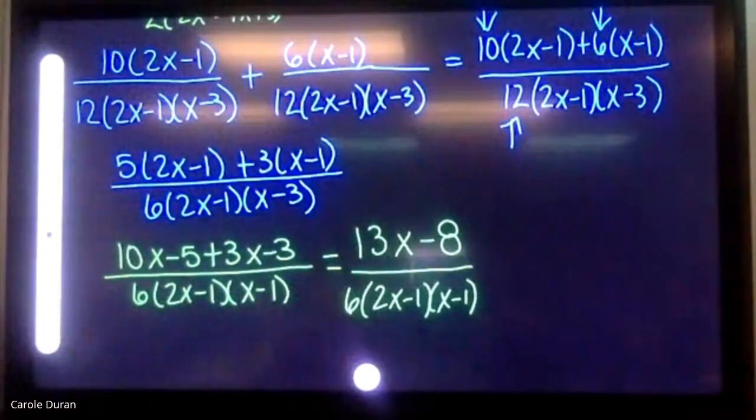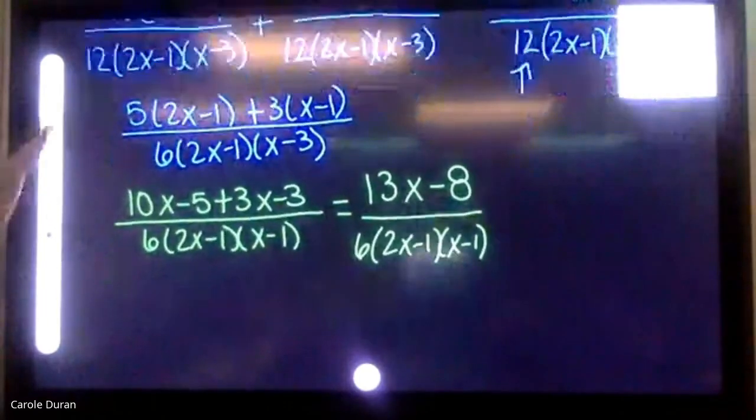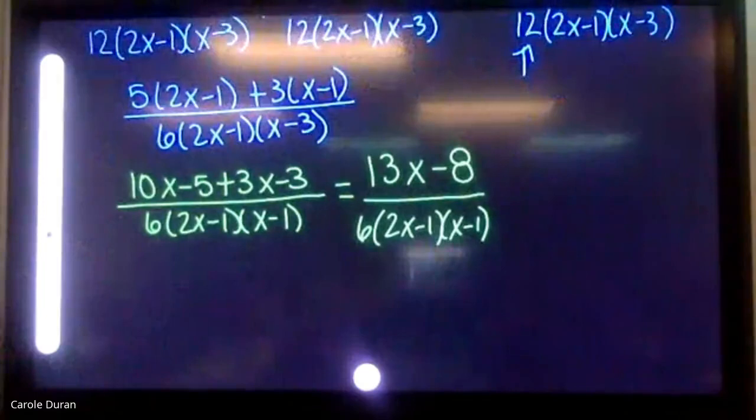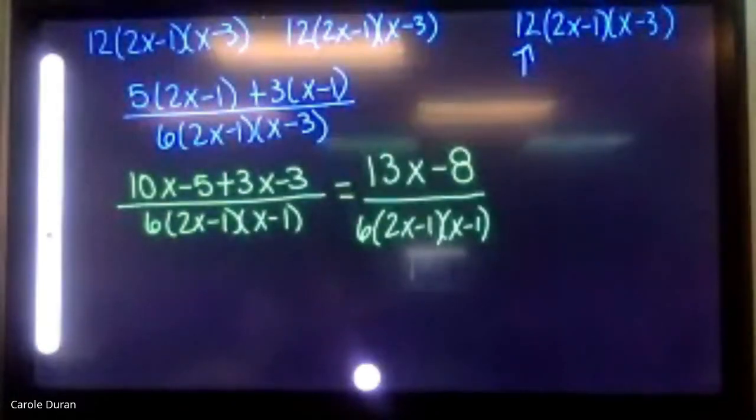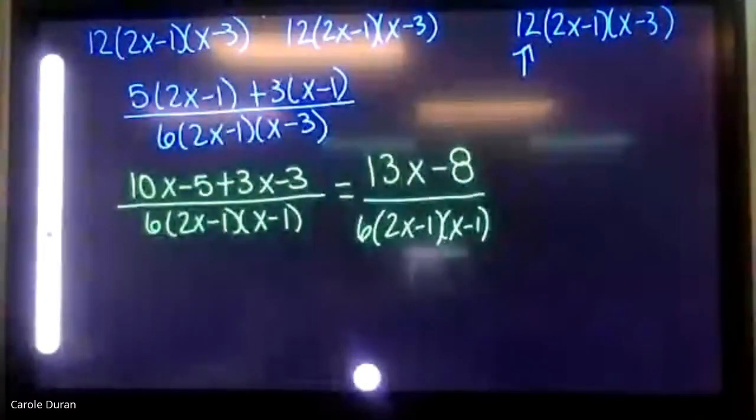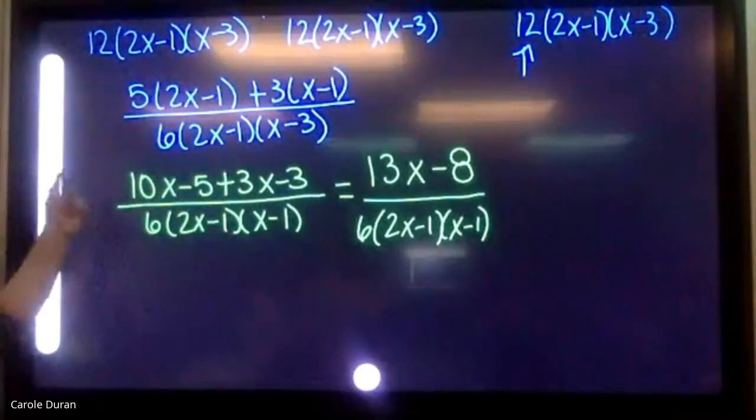Now I'm going to distribute the 5 and distribute the 3 and combine like terms. You should end up with 13x minus 8 in the numerator over 6 times 2x minus 1 times x minus 3 in the denominator. We really only simplify and distribute the numerator. It's fine to leave that denominator factored like that. In the denominator, yes. In the numerator, no. I expect you to distribute in the numerator.